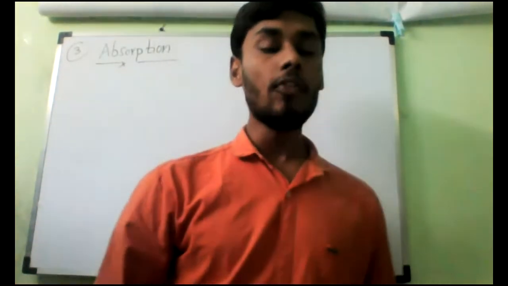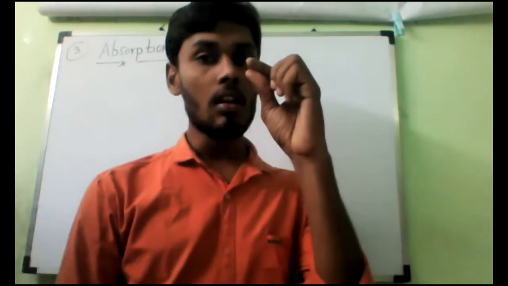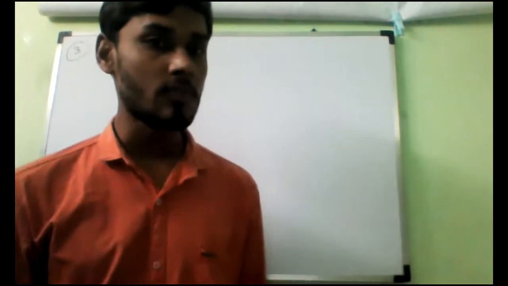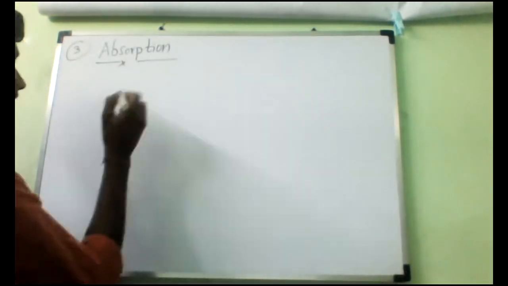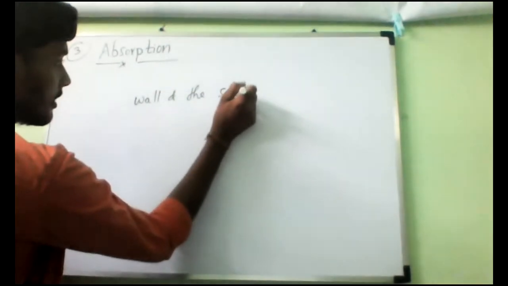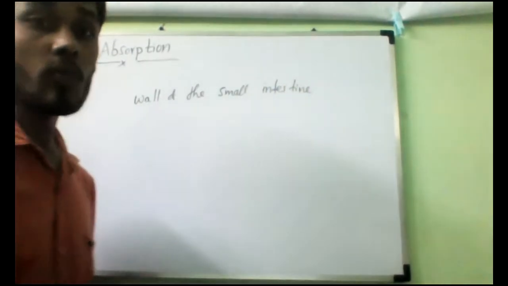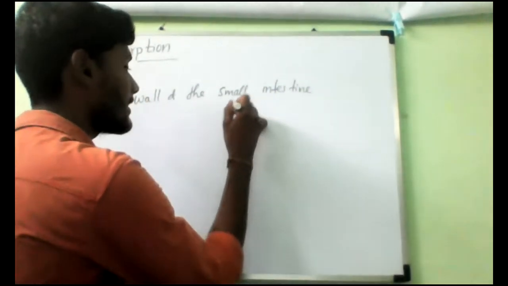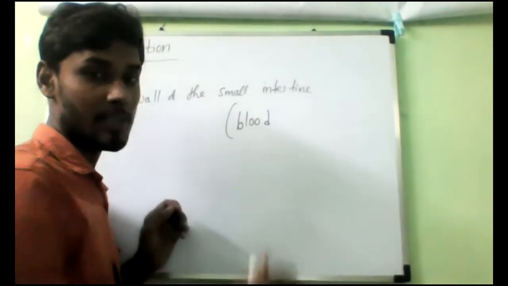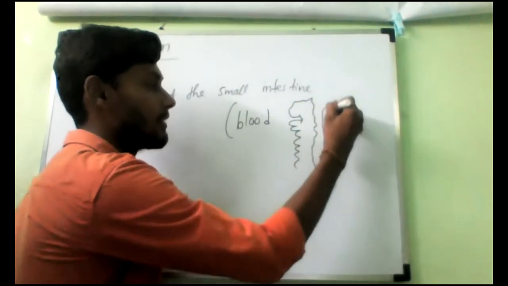After digestion, the molecules of food become so small that they can easily pass through the walls of the small intestine. These walls contain capillaries called blood capillaries. The walls contain capillaries like this. I will show you the pictures.